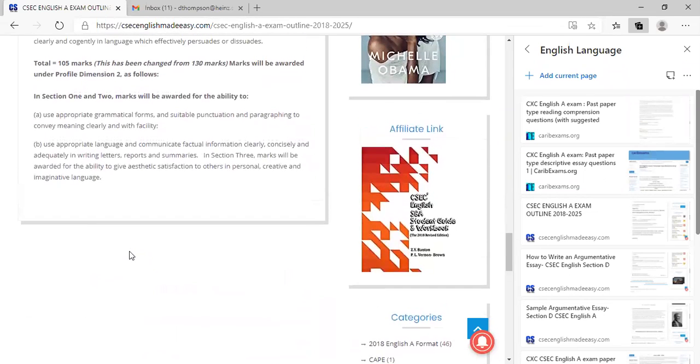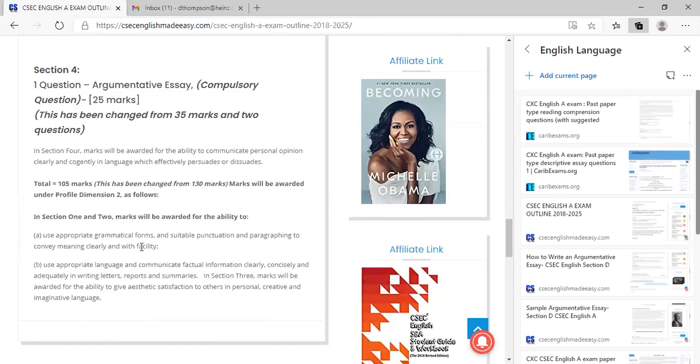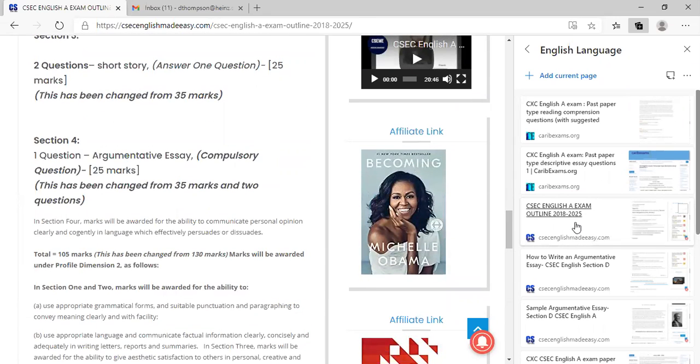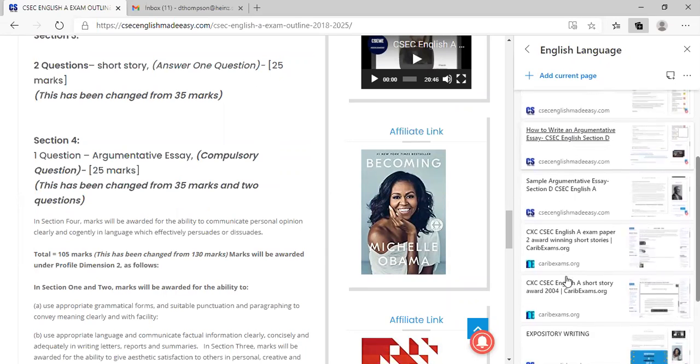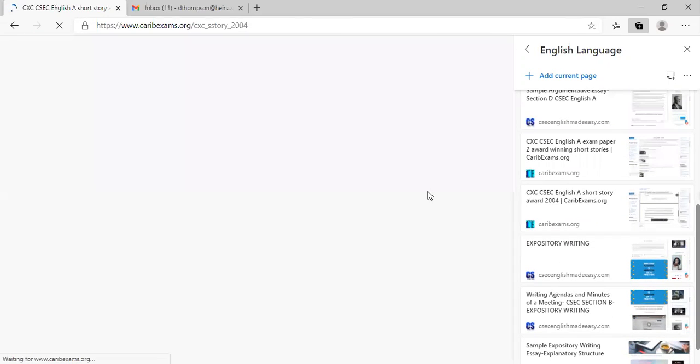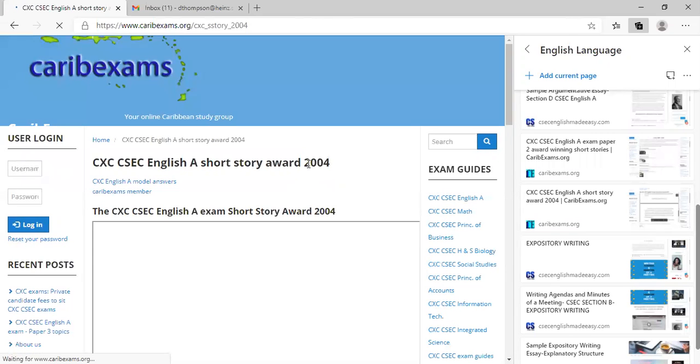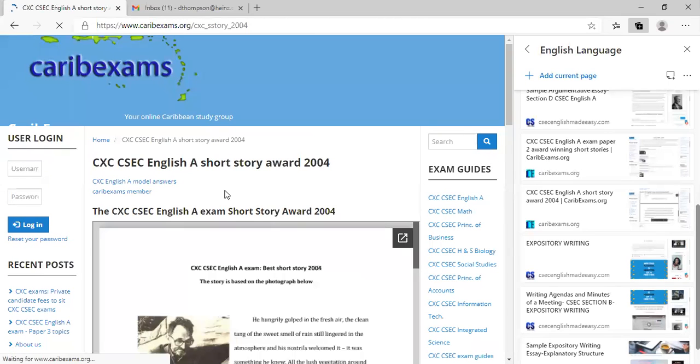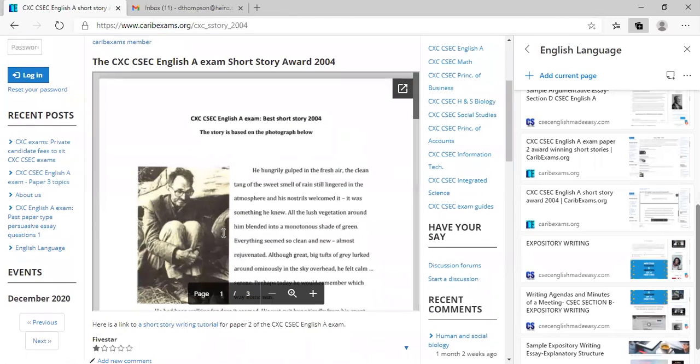Let's go through quickly an example of the award-winning piece I was telling you about before we go into section D. So this short story was written in 2004. It was about this picture of an old man. This is typically section B, worth 25 marks. So you give him this picture and it asks you to write an 800-word short story. So we're going to look at this.